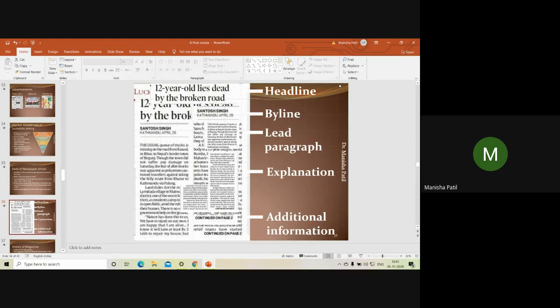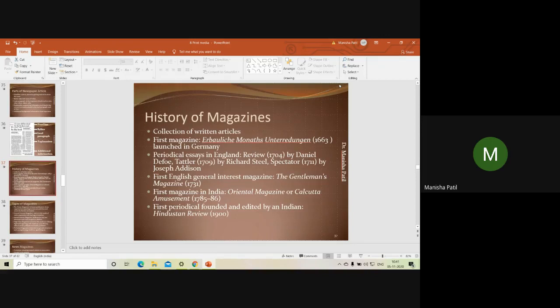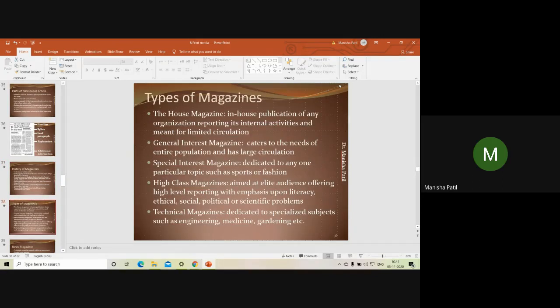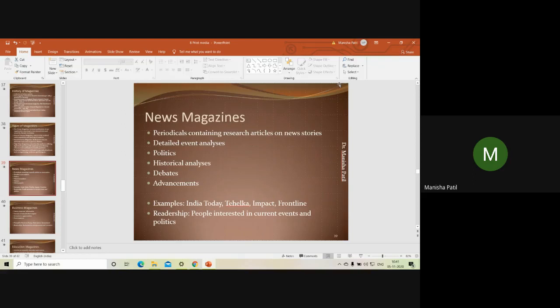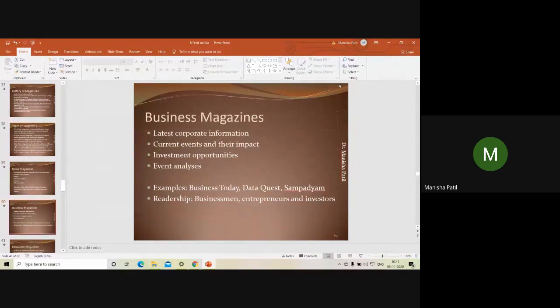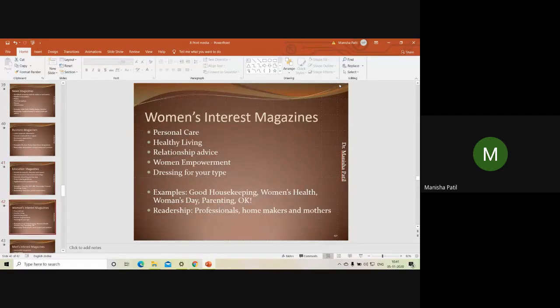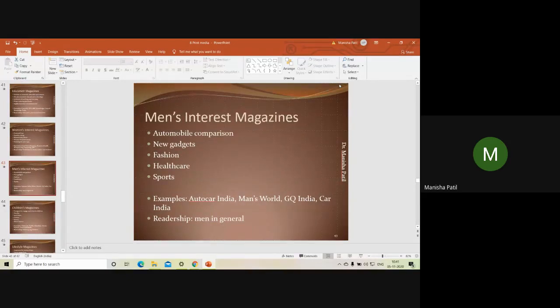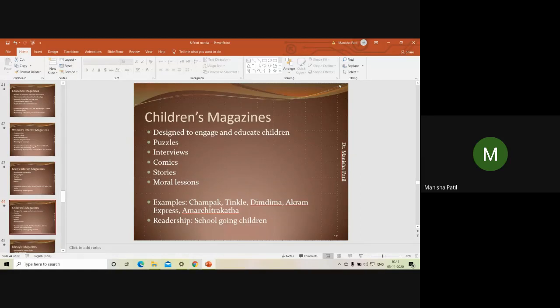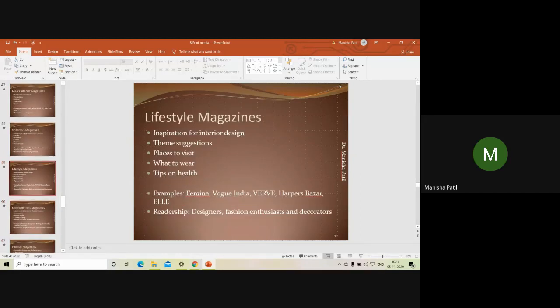Then we come to history of magazines and types of magazines. Today we have seen news magazines, business magazines, education magazines, women's interest magazines, men's interest magazines, children's magazines, and lifestyle magazines. The rest of the types we will see in the next lecture.